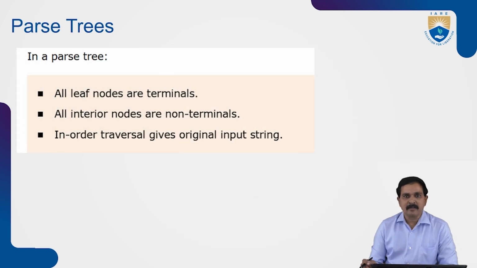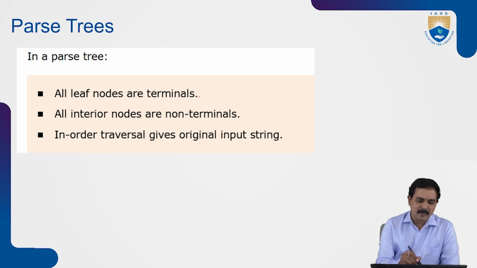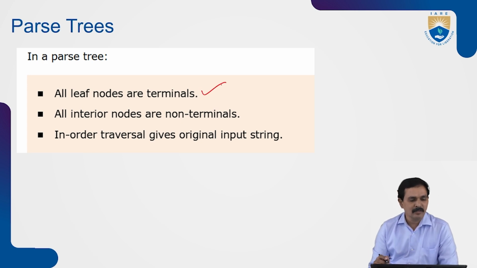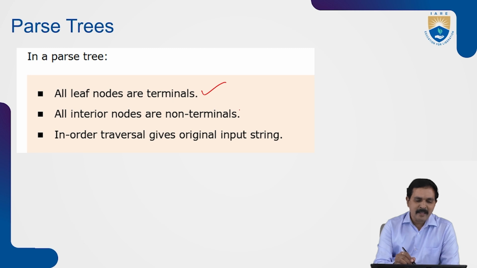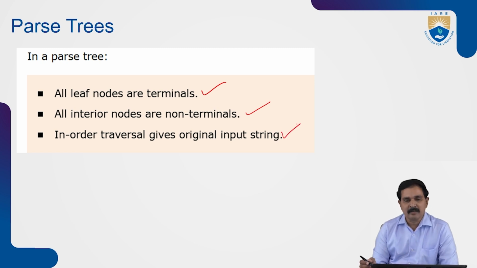So in your parse tree, the important points you observe are: all leaf nodes are terminals, and all interior or intermediate nodes are non-terminals. An in-order traversal gives the original input string. Means we have three types of order: pre-order, in-order, post-order. But here, the order applied is in-order traversal, which gives the original input string. So this is the idea of a parse tree.